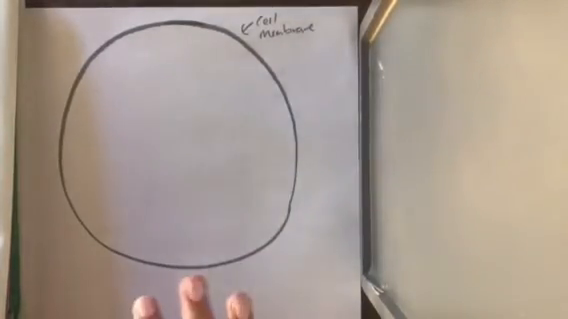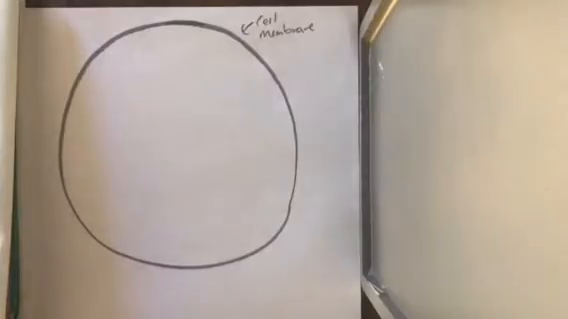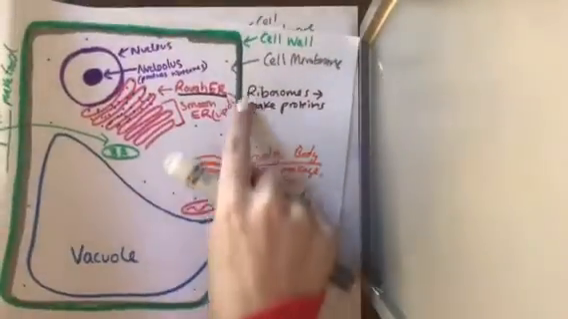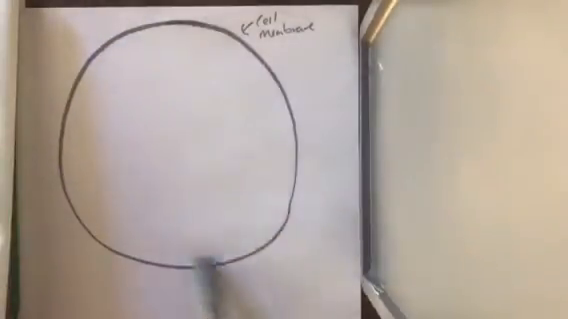In animal cells, they don't have a cell wall. So if you remember back here, the plant cell, it does have a cell wall around that cell membrane. Animal cells, they do not have a cell wall. They only have a cell membrane on the outside.